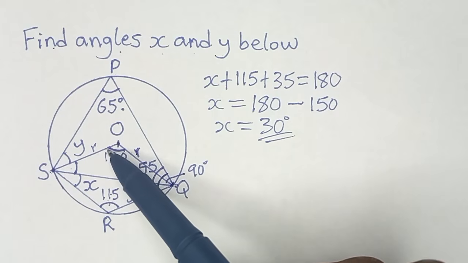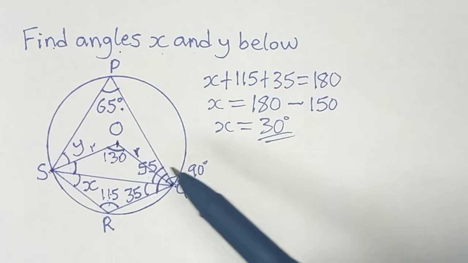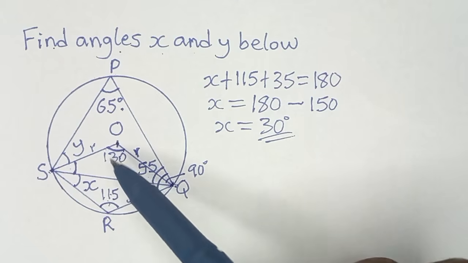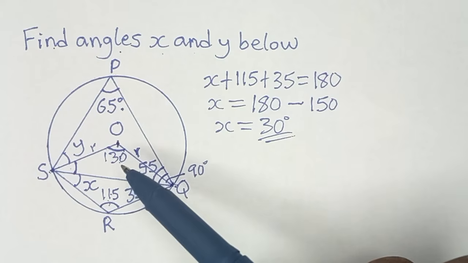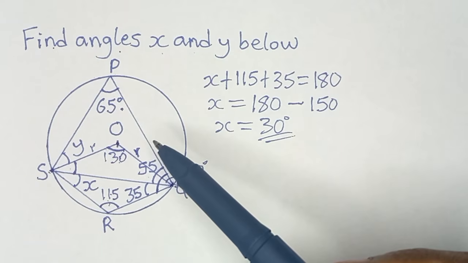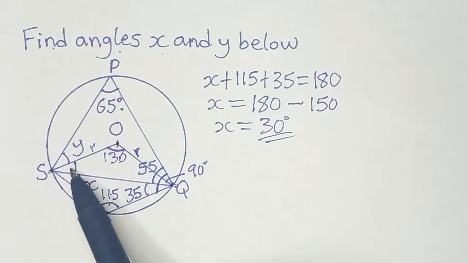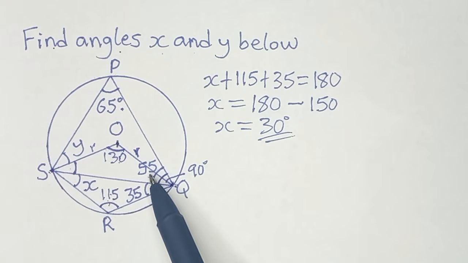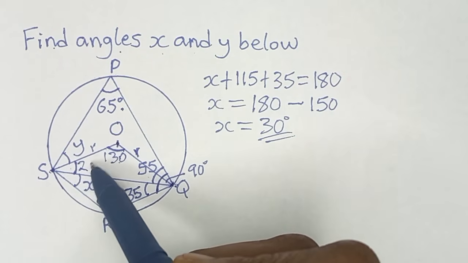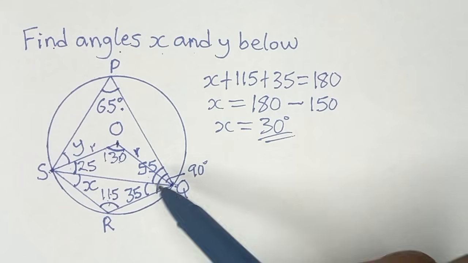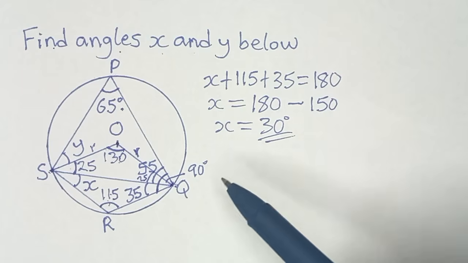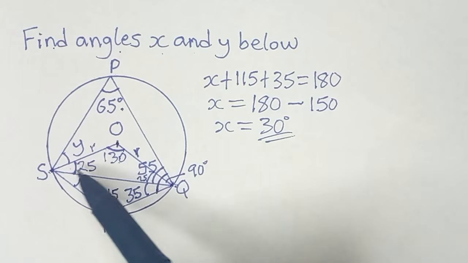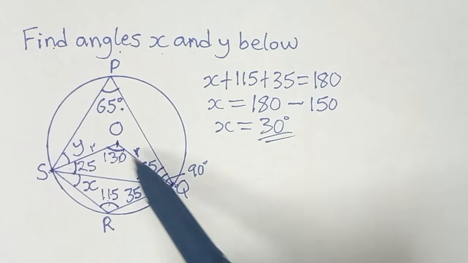So if this top angle is 130, then we subtract 130 from 180 because the sum of angles in a triangle is 180. When we subtract 130 from 180, it's going to give us 50 degrees. So we now share that 50 into two equal parts so that they can be the base angles of this isosceles triangle. So 50 divided by 2 is going to give us 25. So this base angle is 25, just as this base angle on this side will also be 25. So 25, 25, and then 130, so that everything will be 180.